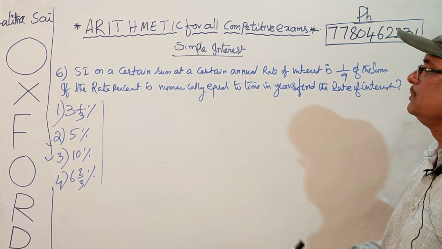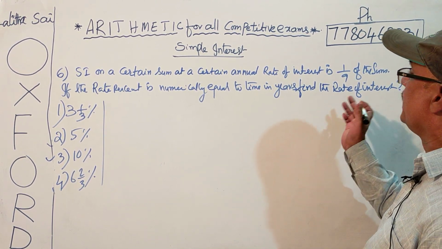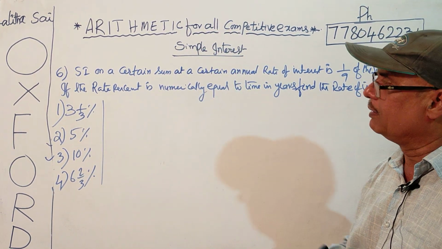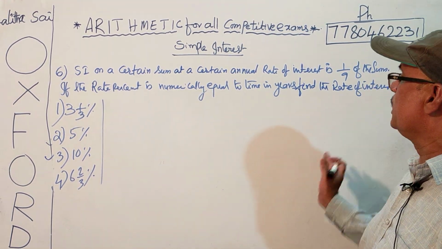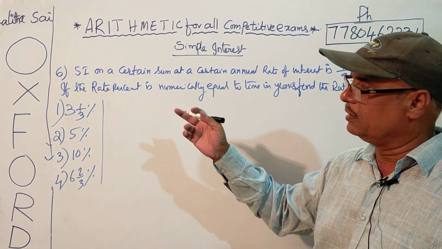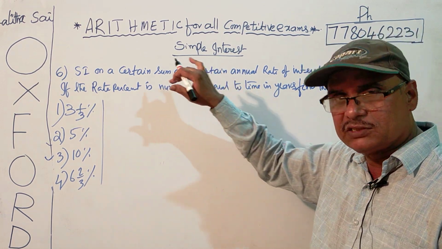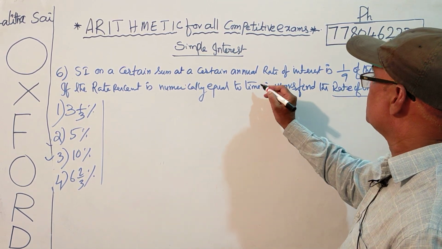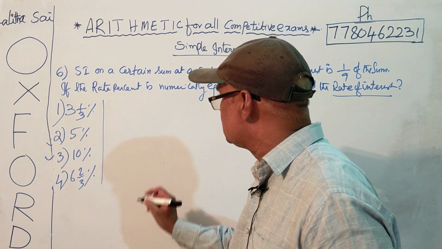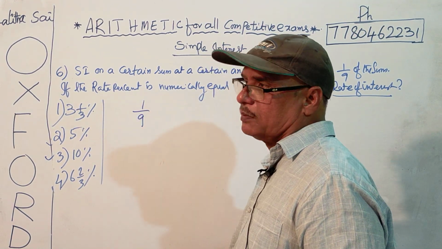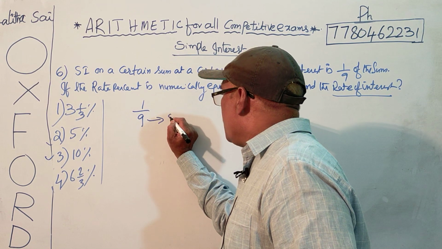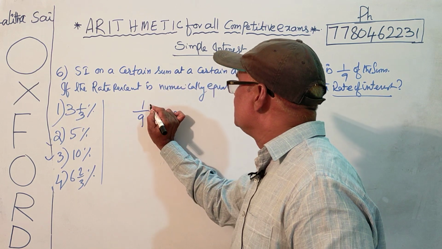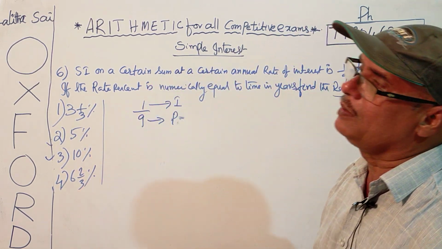Okay, see the question. SI on certain sum at a certain annual rate of interest is 1 by 9 of the sum. Simple interest is 1 by 9 of the principal. If the rate of interest is numerically equal to the time in years, N and R are equal. Then what is the rate of interest? The simple interest is 1 by 9 of the sum, that means I is 1 by 9 of P.